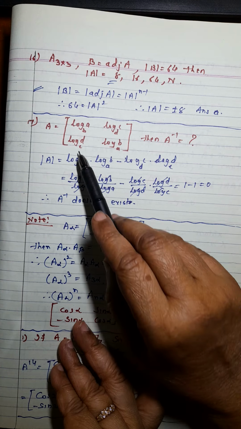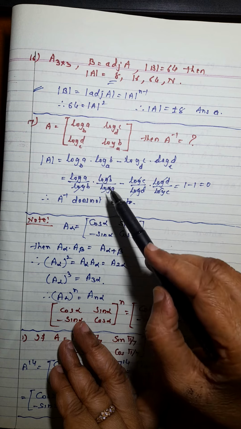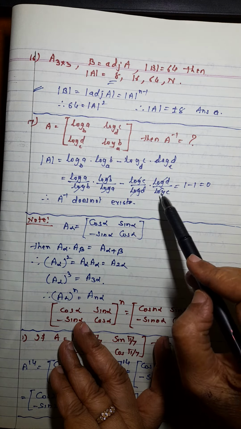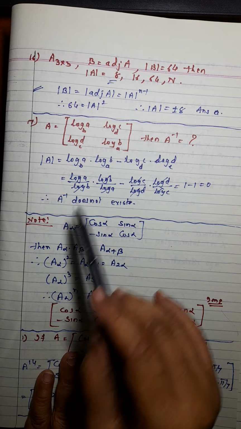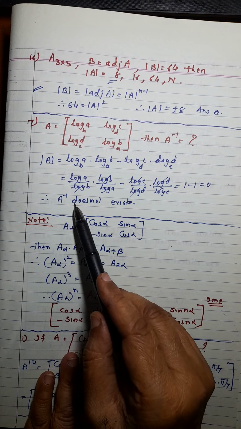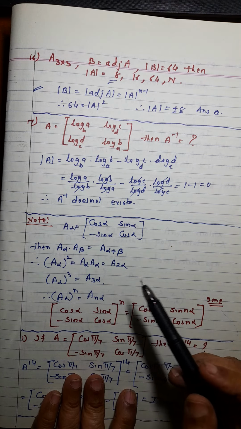So this into this minus this into this. By change of base theorem, this will become log A upon log B into log B upon log A, and this will become log C upon log D into log D upon log C. Each term will cancel, so it will be 1 and this will be 1. 1 minus 1 is 0. A inverse does not exist. 4 answers will be there; we will have to select one from that.